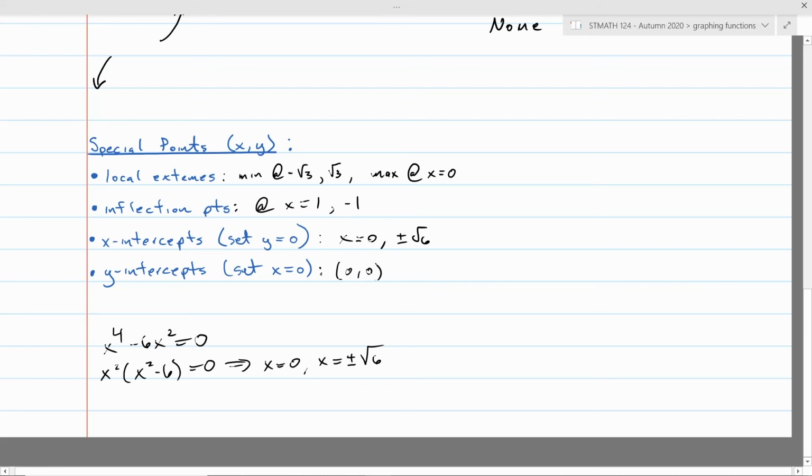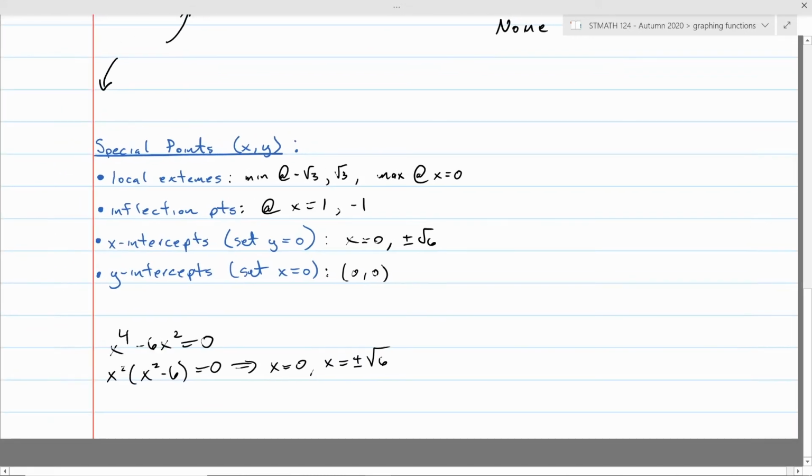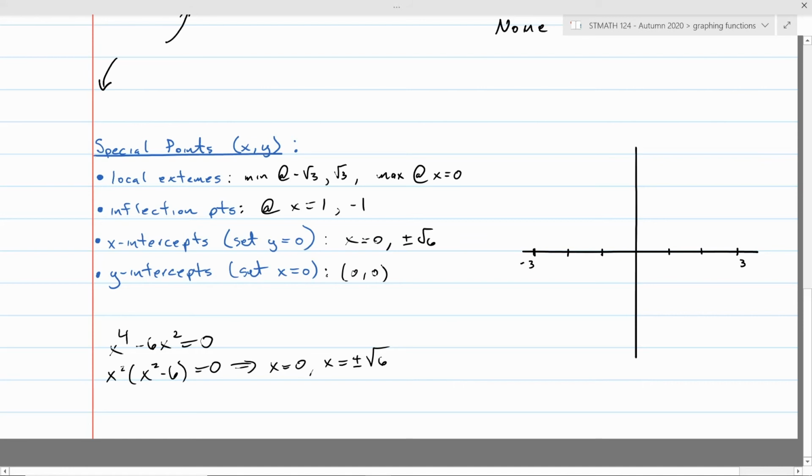Okay, so again, I think we have enough information to start graphing this thing. So let's do it. I'm going to make the x-axis go out to plus and minus 3 because the biggest x values I see in my list of special points are plus and minus square root of 6, which are between 2 and 3, positive and negative. So I think if I go out to 3, I'll get a big enough window on the x-axis. I don't know about the y-axis. I need to plug in some test values.